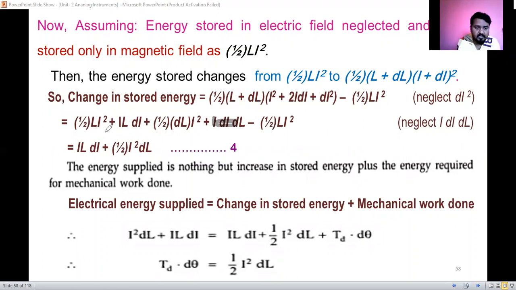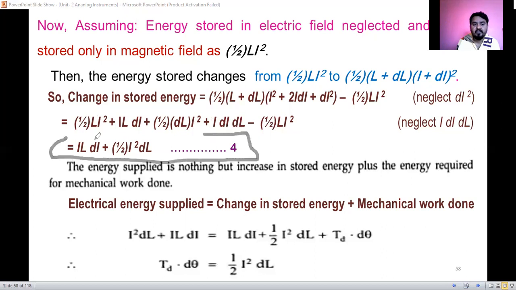Okay, 1 by 2 li square plus il di plus 1 by 2 dl I square minus 1 by 2 li square. Same as it is, we have to write here. So here plus 1 by 2 li square is there. Here minus 1 by 2 li square is there. Both will get cancelled. Yes, sir. Plus 1 by 2 li square minus 1 by 2 li square, both will cancel here now. So il di plus 1 by 2 I square dl. This is the change in energy or change in stored energy here now. That is equation number 4 we are going to consider. This is the equation number 4, that is change in stored energy.